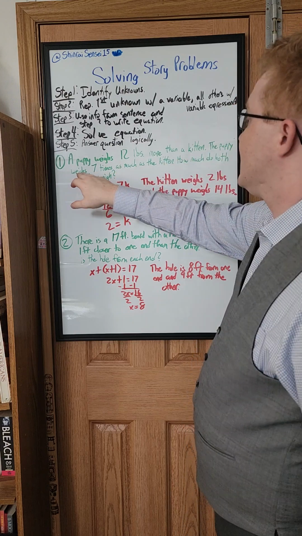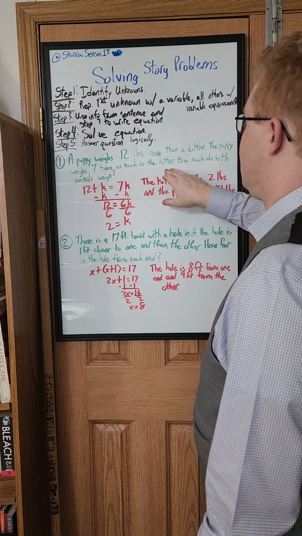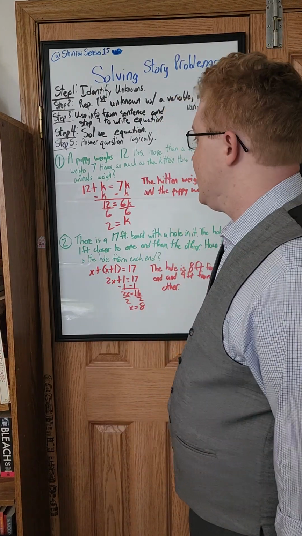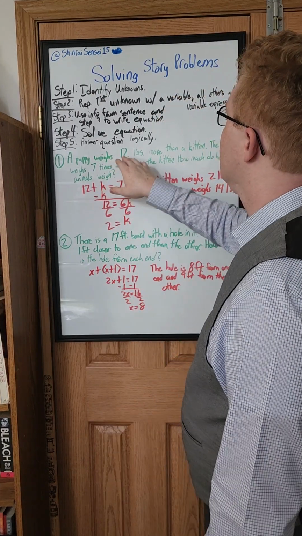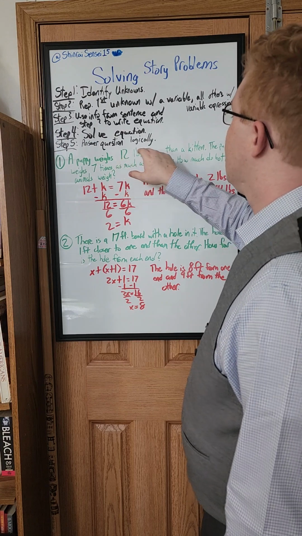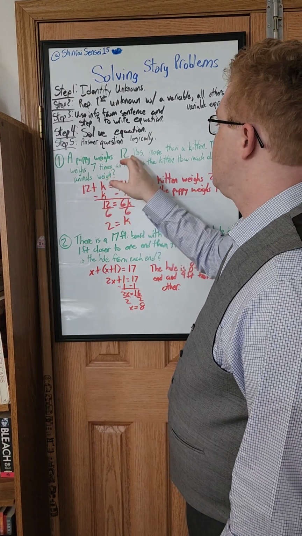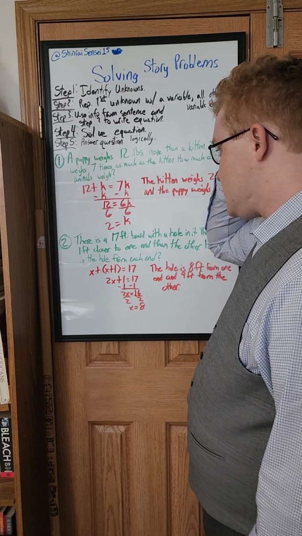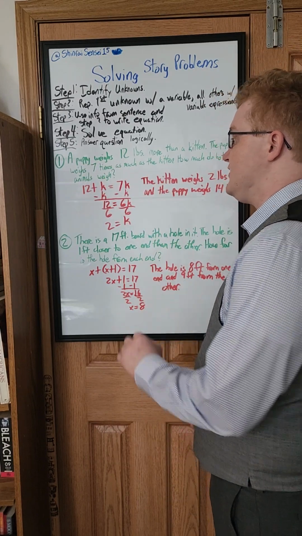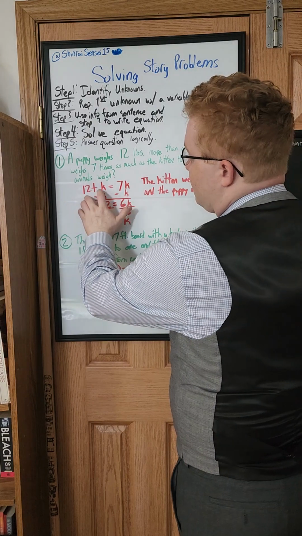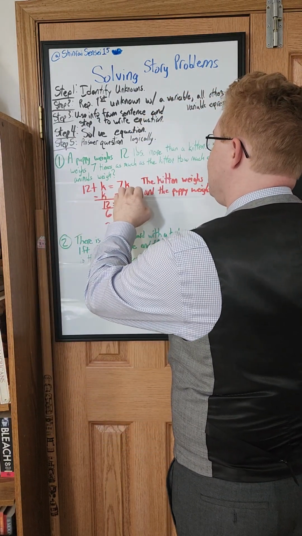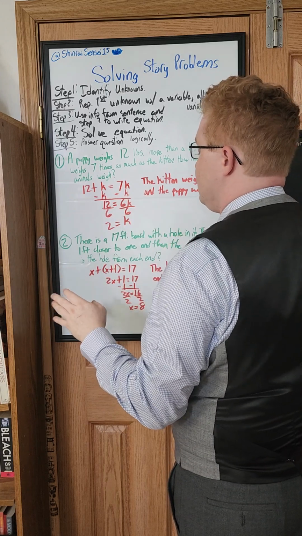The puppy weighs 7 times as much as the kitten as well. How much do both animals weigh, right? So in this case, we know that the puppy weighs, simultaneously, 12 pounds more and also 7 times more. So the equation is going to be 12 plus k, which is the weight of the kitten, is equal to 7 times k, right?